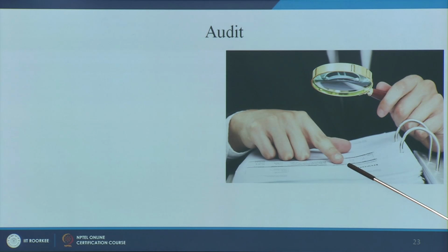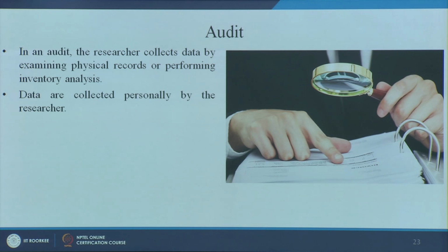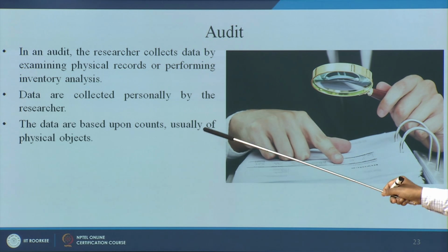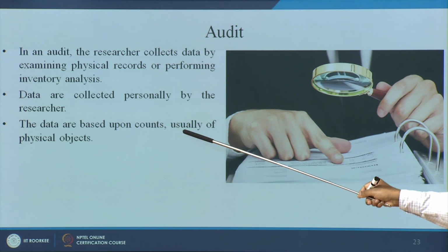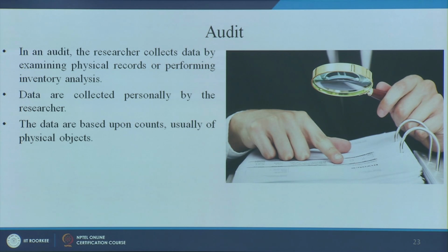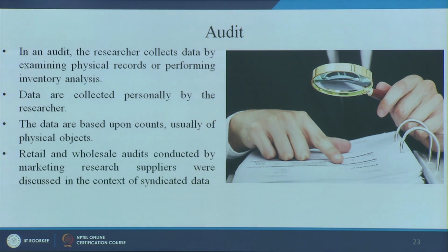Audit is something where you look into factual data and try to understand it, right. Data are collected personally by the researcher. They are basically based upon counts, usually of physical objects. So suppose there is a thing of interest, then you can check how many times it has occurred. For example, the same thing is done in content analysis.